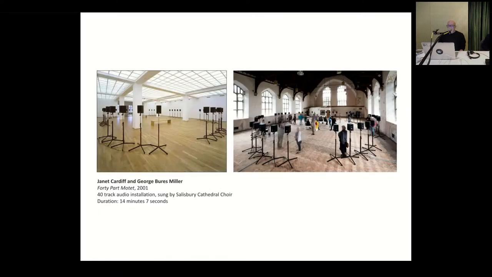This work I first presented in 2003. It's by Janet Cardiff, Canadian artist, and George Bures Miller. It's an epic work titled Forty Part Motet. Its presentation in Tate Liverpool in the UK was the first time it had been seen in Britain and resulted in the piece being partially gifted to Tate. I had first experienced the work in New York in 2001, and I had found it to be an incredibly emotional and deeply moving experience.